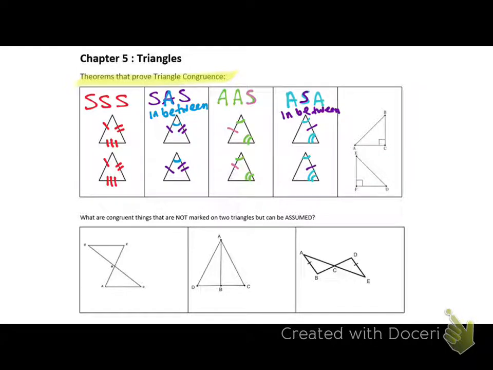The last one is a special triangle. It is a right triangle. What is a theorem that only applies to a right triangle? Hypotenuse leg. Where is the hypotenuse always located? Across the right angle. So which side would have to be marked congruent in my first triangle? AB would be marked congruent to ED or DE. And then a leg just means a leg marked congruent to a leg, the corresponding leg. So BC and EF, or AC and DF. Sorry, I said a lot of letters there.